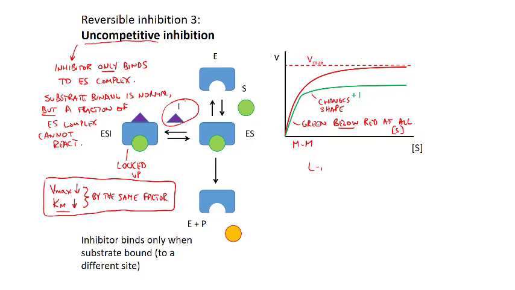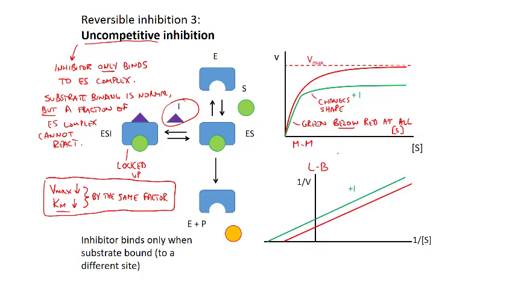What it does to the Lineweaver-Burk graph is very characteristic. It does not change the shape, the slope of the line, but it causes your y-intercept to increase. So you end up with parallel lines. Your inhibited line is parallel and above the non-inhibited line.